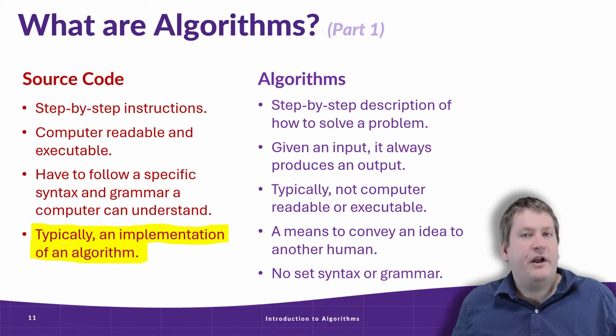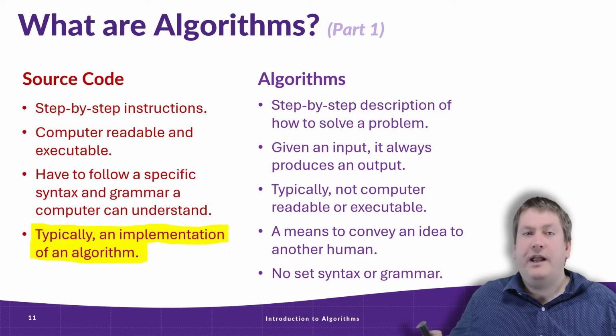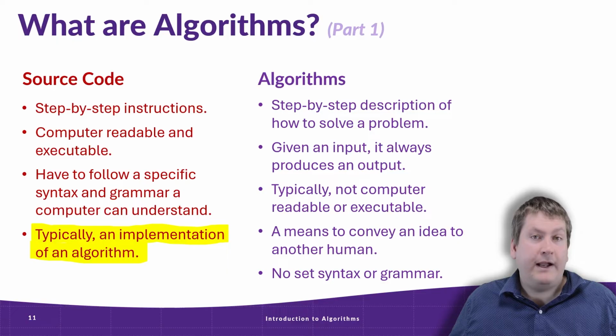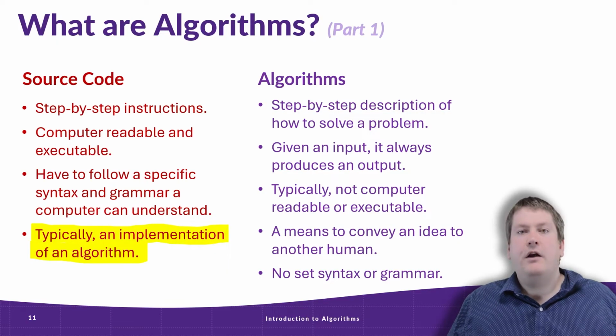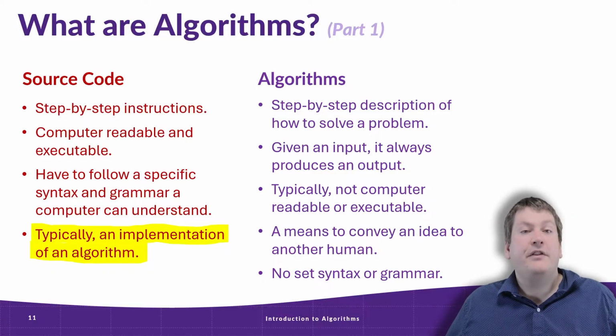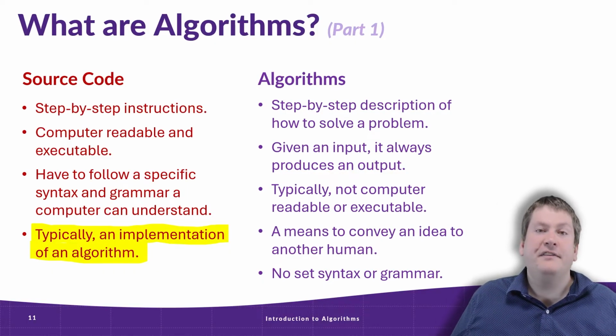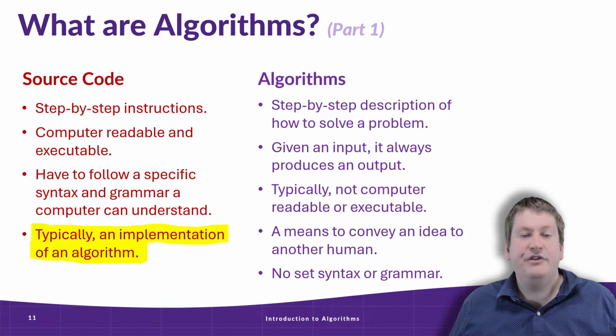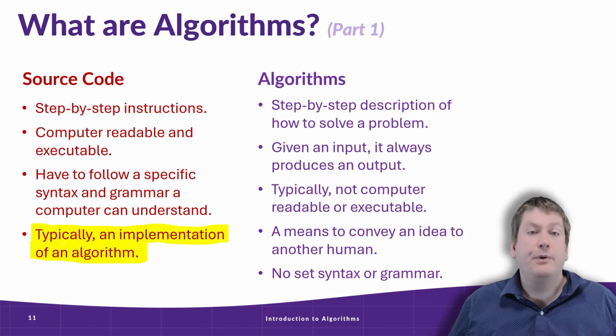It's meant for a computer to understand and be able to either turn that into an executable or to run it directly. Algorithms are an informal description of a solution to some problem that another human can understand. They're not necessarily tied to a specific programming language and not necessarily something a computer can understand.